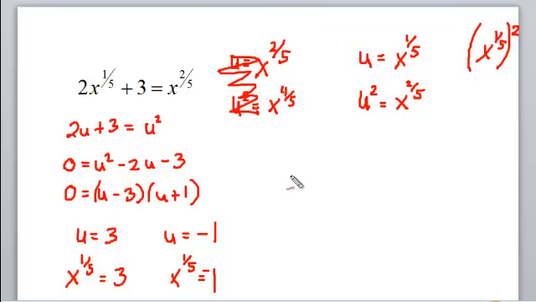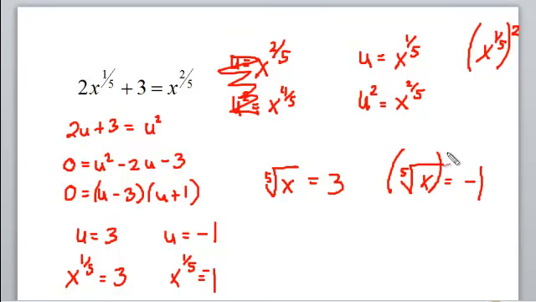Now, x to the 1/5, recall that means the fifth root of x, and the fifth root of x equaling 3, and the fifth root of x equaling -1. Well, how do I get rid of the fifth root? I take it to the fifth power. So that would be x, and I need to do that on both sides. And -1 to the fifth power is -1.